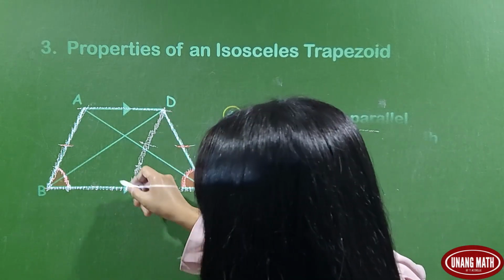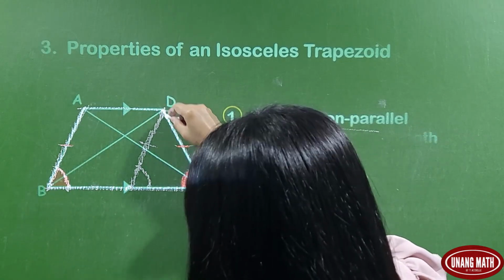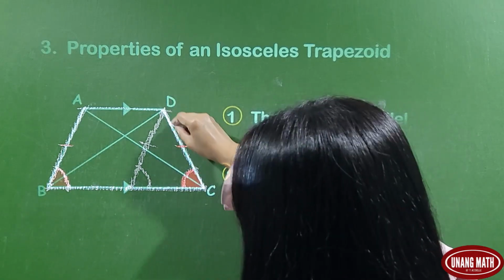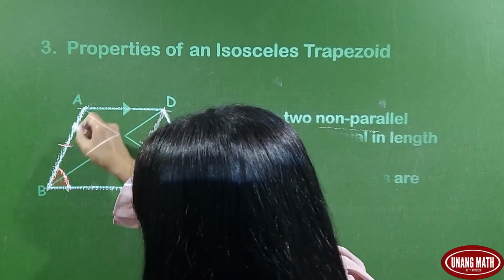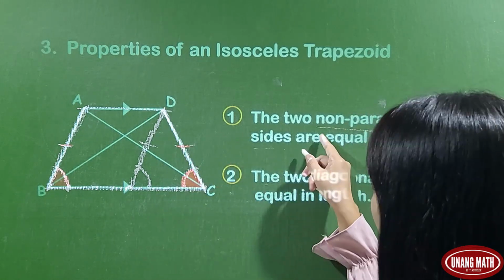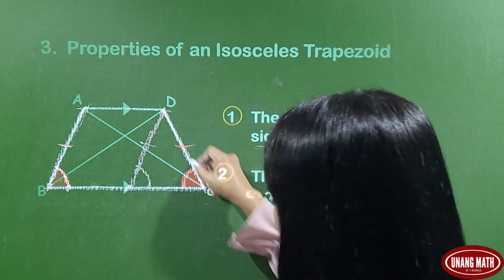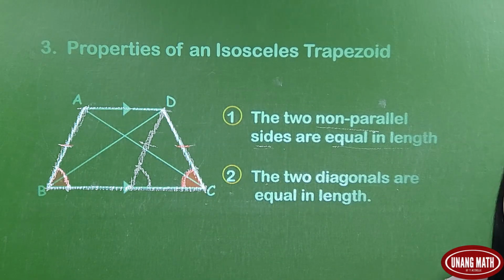So if this line is equal to this line, and this line is equal to this line, then it means this side or this line is also equal to this line. That's why the two non-parallel sides are equal in length.